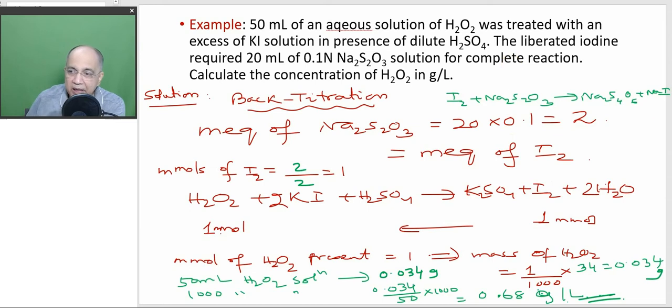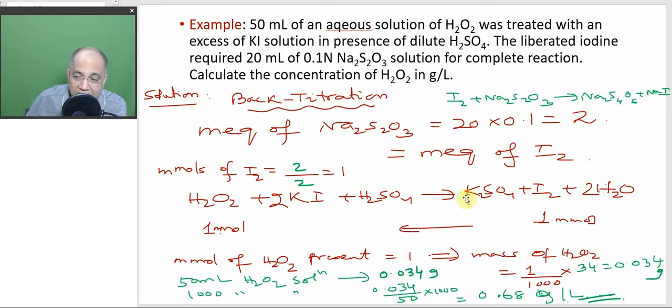So immediately I converted the number of milliequivalents of iodine present in that solution into its millimoles. The N factor is 2. Iodine: for 1 atom, 1 electron; 2 atoms, 2 electrons. So 2 divided by the N factor 2 gives 1 millimole. Then I wrote the equation for the first reaction and balanced it.